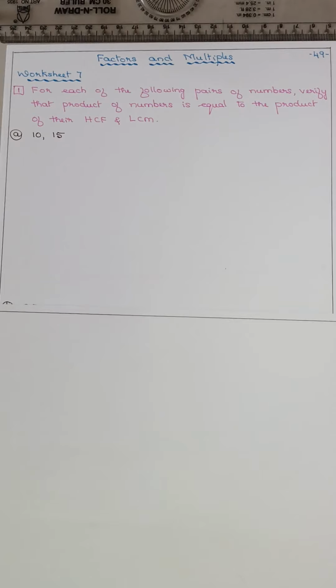Now coming to the worksheet 7. For each of the following pairs of numbers, verify that the product of the numbers is equal to the product of their HCF and LCM. In the properties and example, we have understood that HCF into LCM is equal to the product of the numbers. So you have to verify that property.